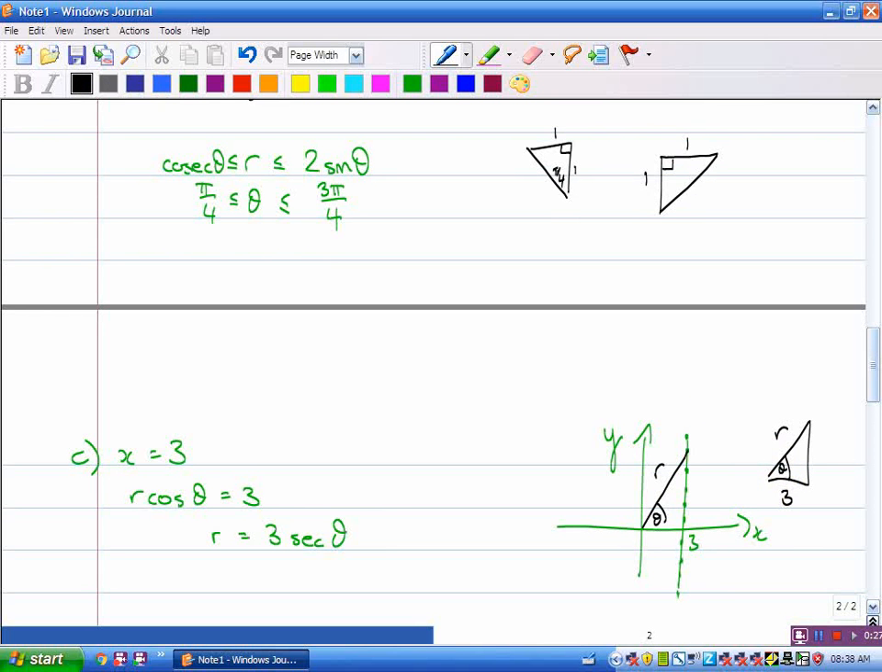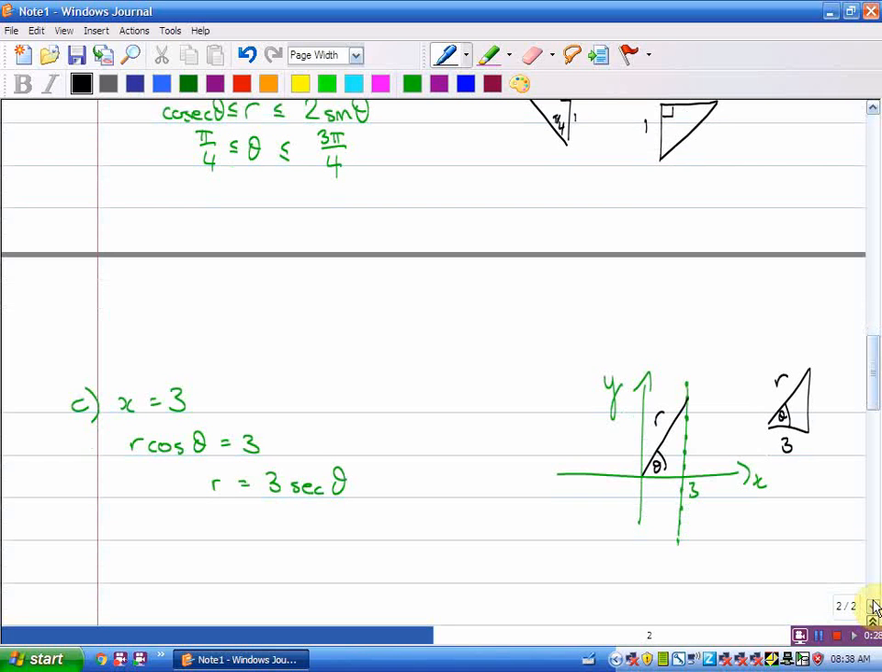So you can do a little picture, or this one is so simple, x equals 3, that just fiddling with the algebra is probably fine. So r is equal to 3 sec theta.